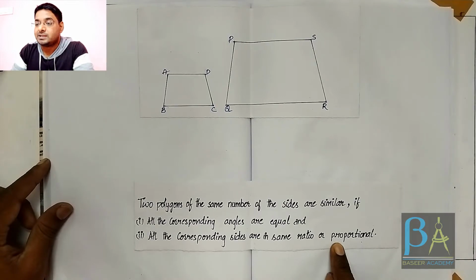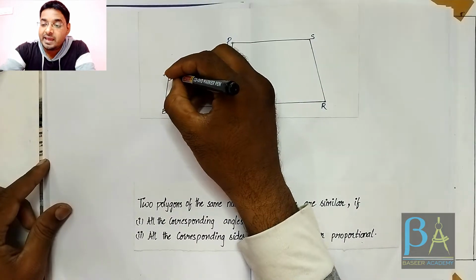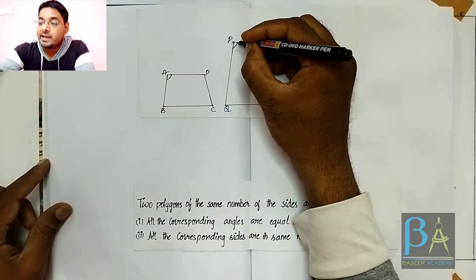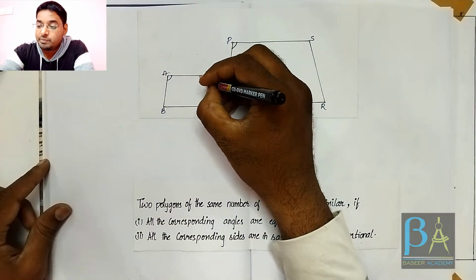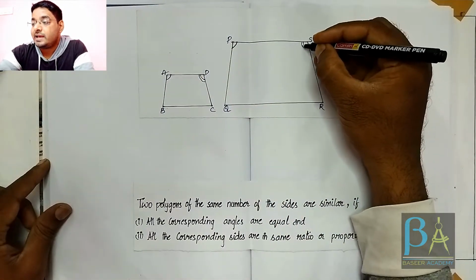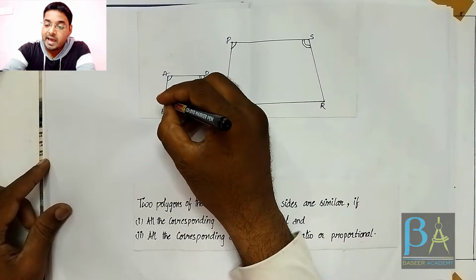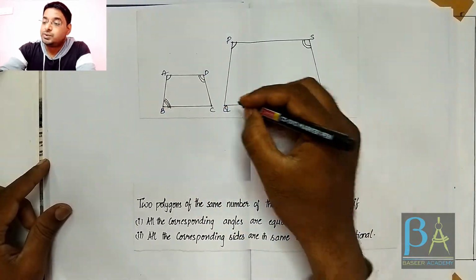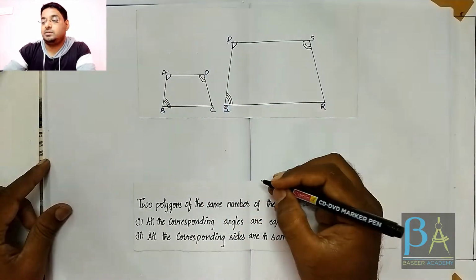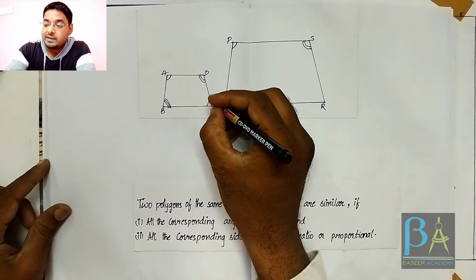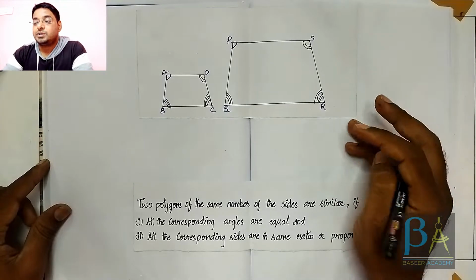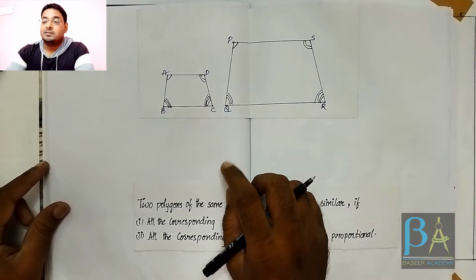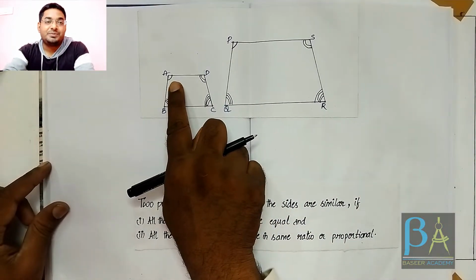What do you mean by that? The corresponding angles have to be equal, which means angle A should be equal to angle P. Similarly, angle D should be equal to angle S. Likewise, angle B should be equal to angle Q. In the same manner, angle C should be equal to angle R. So, the first rule is the corresponding angles have to be equal.